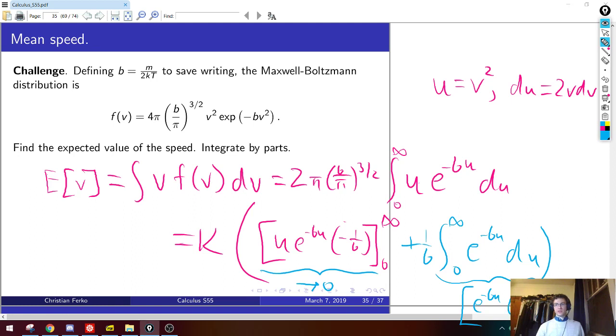U is going to 0, not b. B is a constant. That goes to negative 1 over b. Yeah, but it's top endpoint minus bottom endpoint, so when you take the minus of the negative 1 over b, it's just 1 over b, right?